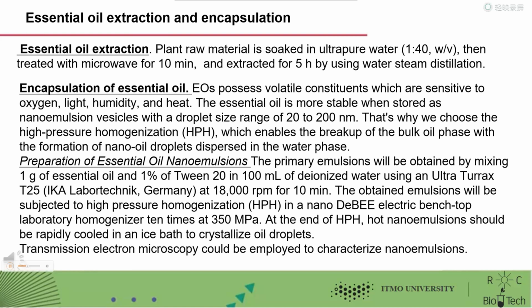The primary emulsions will be obtained by mixing 1 gram of essential oil and 1% of Tween-20 in 100 milliliters of water, using an Ultra-Turrax homogenizer. The obtained emulsions will be subjected to high-pressure homogenization in a Nano-DeBEE electric benchtop laboratory homogenizer. At the end, hot nano-emulsions should be rapidly cooled in an ice bath to crystallize oil droplets. Transmission electron microscopy could be employed to characterize nano-emulsions.